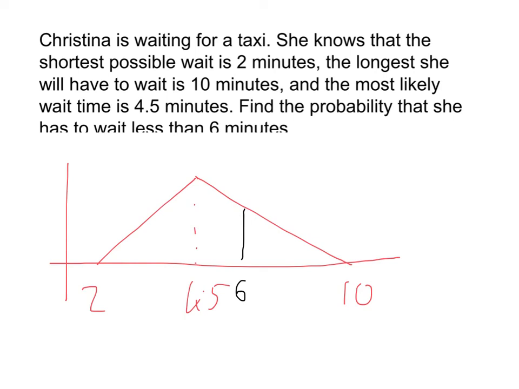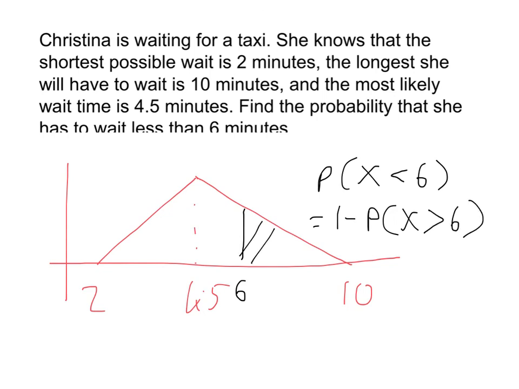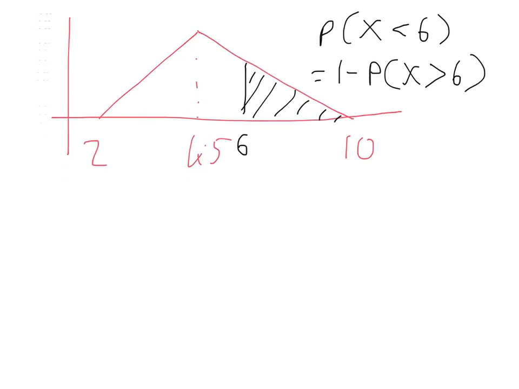Now, we could work out what's to the left of that, but in this case we want to find the probability that x is less than 6, which is going to be equal to 1 minus the probability that x is greater than 6. Right? And that's going to be our triangle. That's going to be a much easier one to work out. So what we need to do first of all is create our probability density function. Right? So we're going to do that.